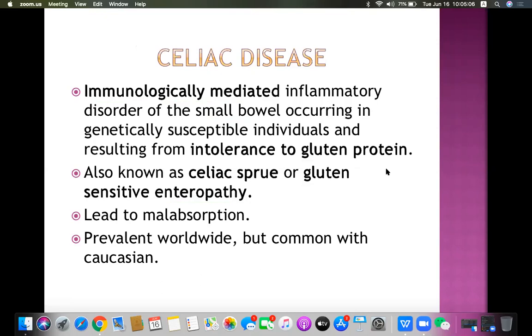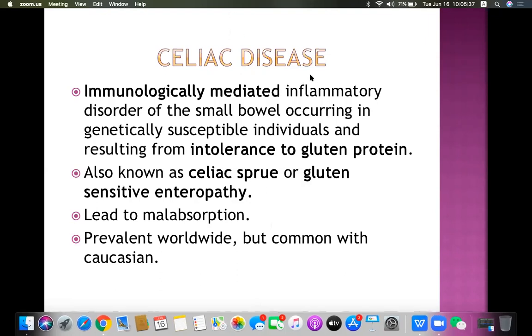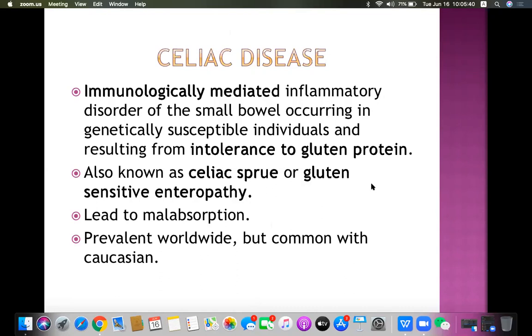So there are certain points we need for the diagnosis. One, they are genetically susceptible individuals. All of us will not develop celiac disease. Remember, we can eat anything we want and we don't develop any diarrhea, because we are not genetically susceptible. Second point, that person has to take gluten containing food. And third, an immunological reaction should occur, then only celiac disease can happen. This is the way to remember.